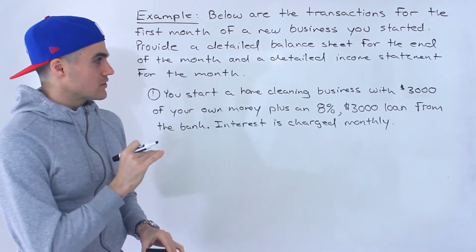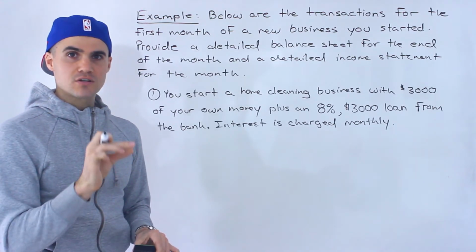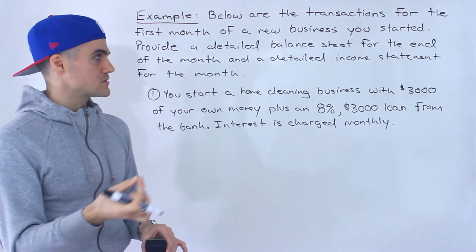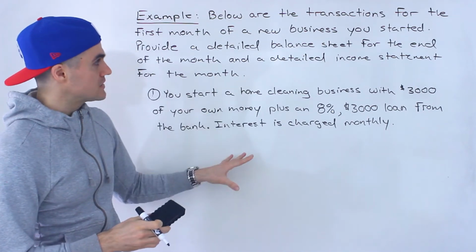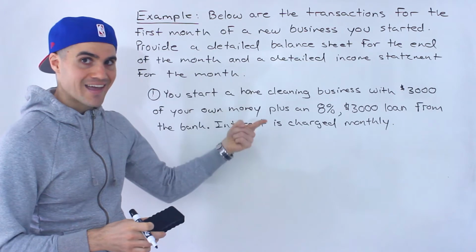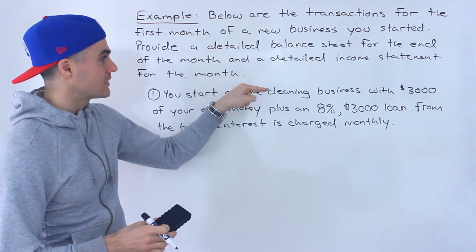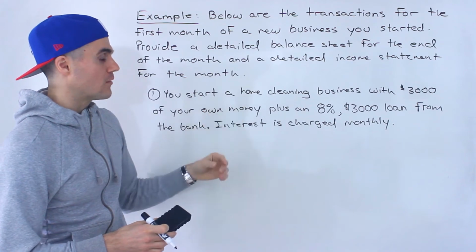Now, in this particular example, we're going to go into a little bit more detail in terms of all of the accounts. So what's happening is this is a new business that you're starting. And we're going to go through all the transactions, and then at the end, we have to provide a detailed balance sheet and a detailed income statement for the month.